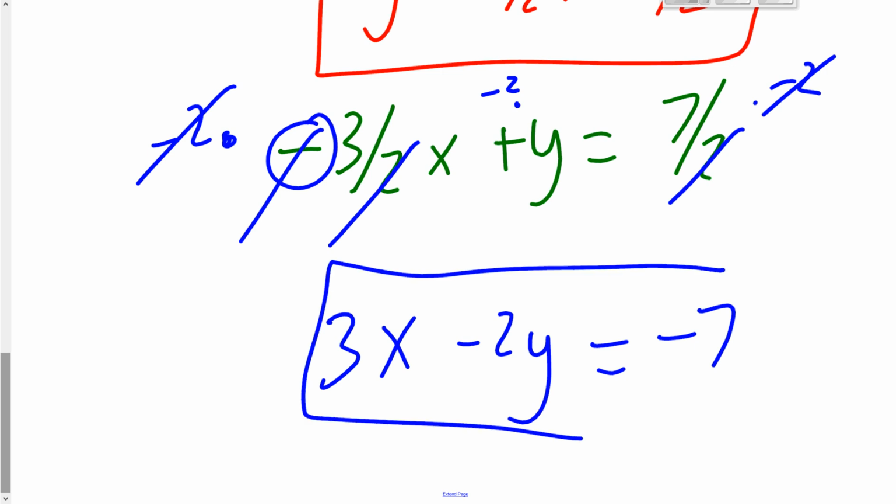And you can check this by, again, plugging in that point. Plug in negative 1 for x. I get negative 3. Add 3, I get negative 4. Negative 4 divided by negative 2 is a positive 2, right? I had the point negative 1, 2. So it is correct. Okay, now we're going to look at linear models.